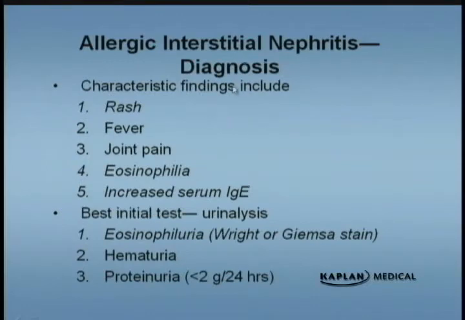Next slide. Well, what's different about allergic interstitial nephritis? Fever, rash, joint pains. Well, joint pains is part of any form of serum sickness-like reaction. Increased immunoglobulins. Now you get increased eosinophils in the blood, eosinophilia.